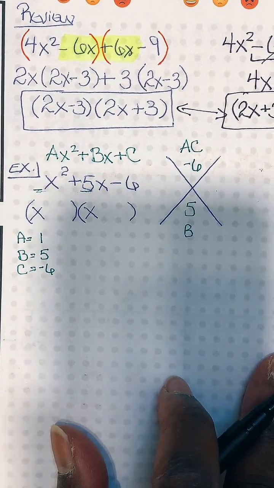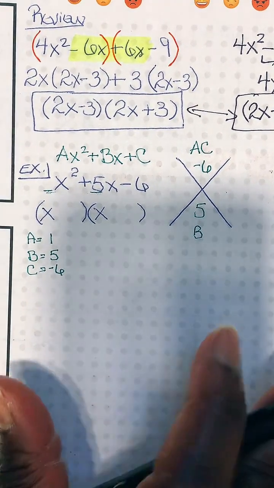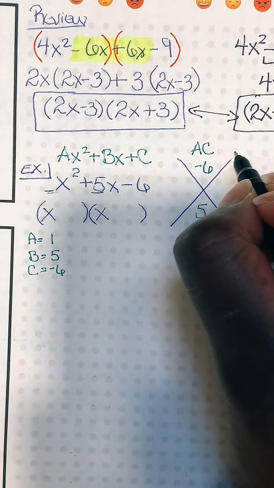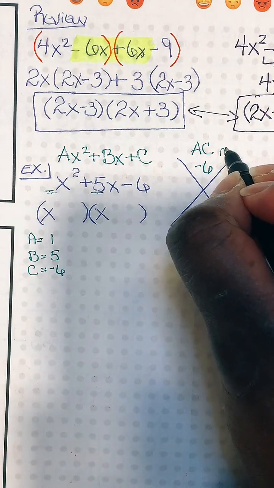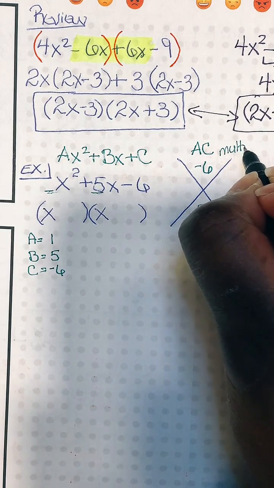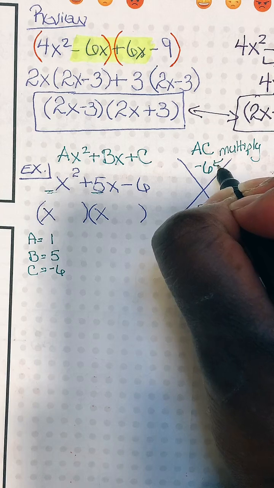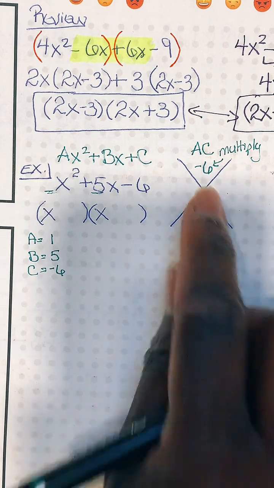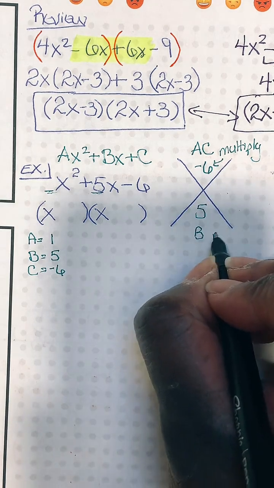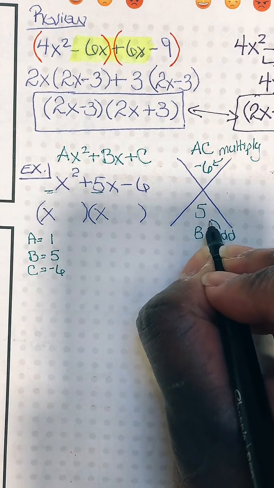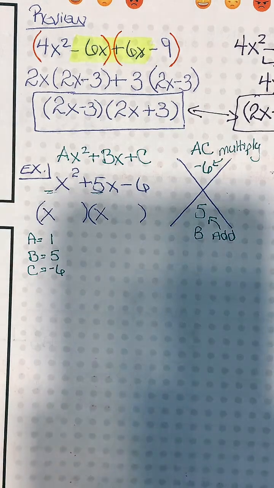Now, this is the part that is the toughest with this. I need to think what two numbers multiply to give me -6, and those same two numbers add together to give me a +5.